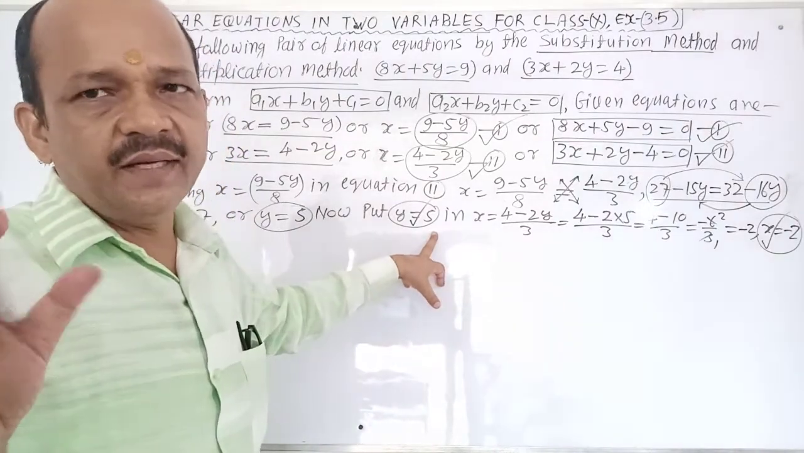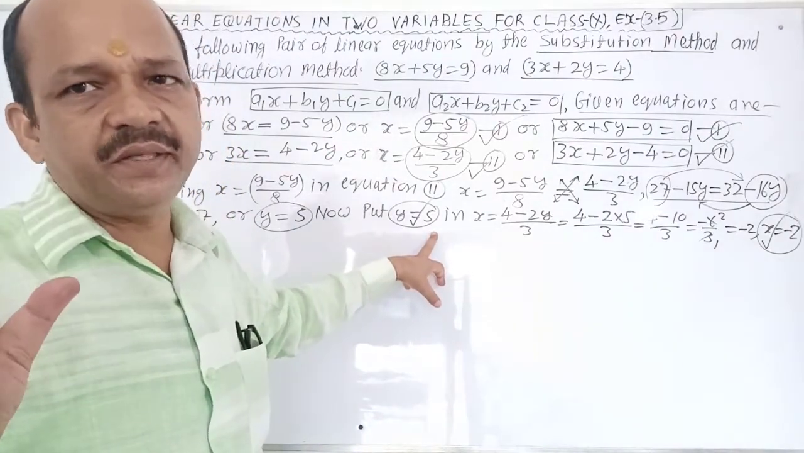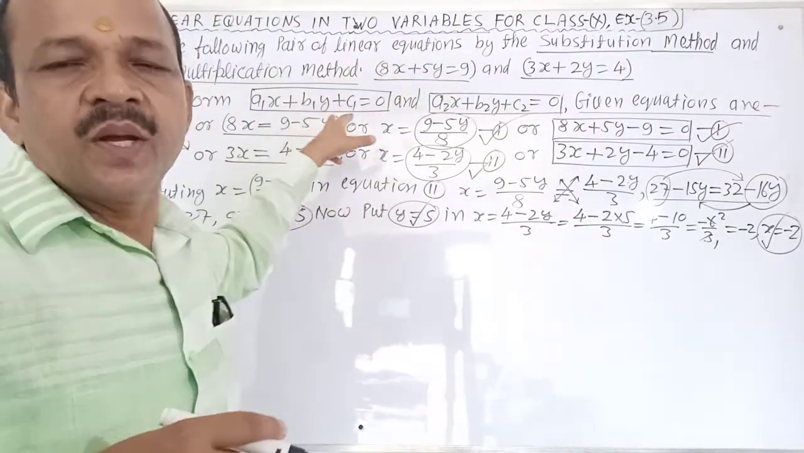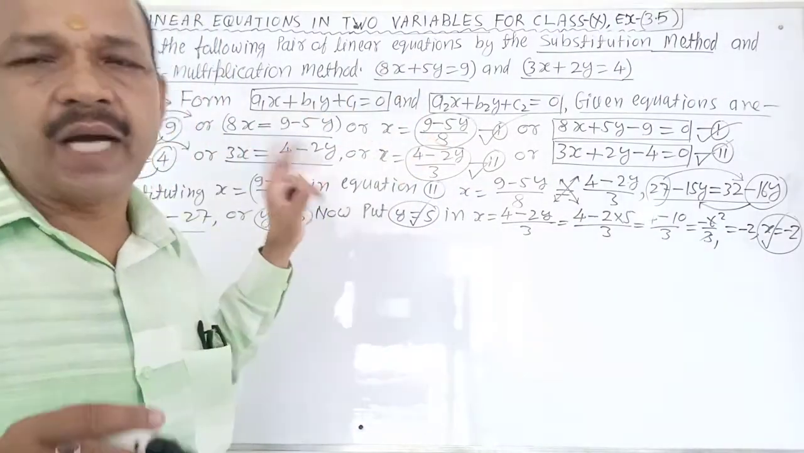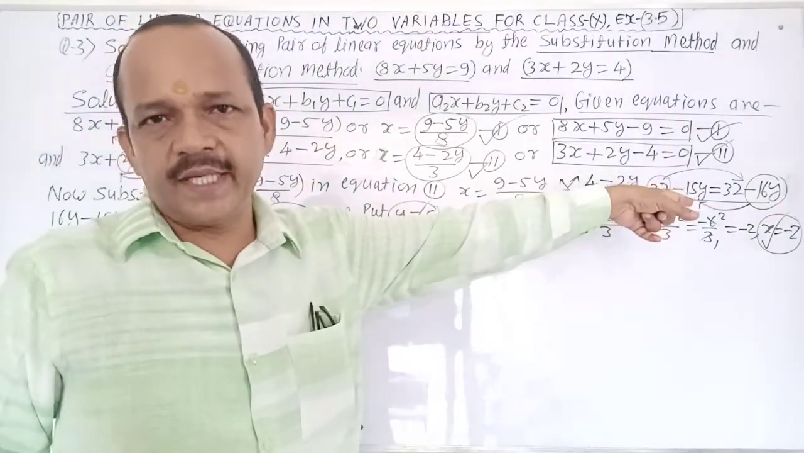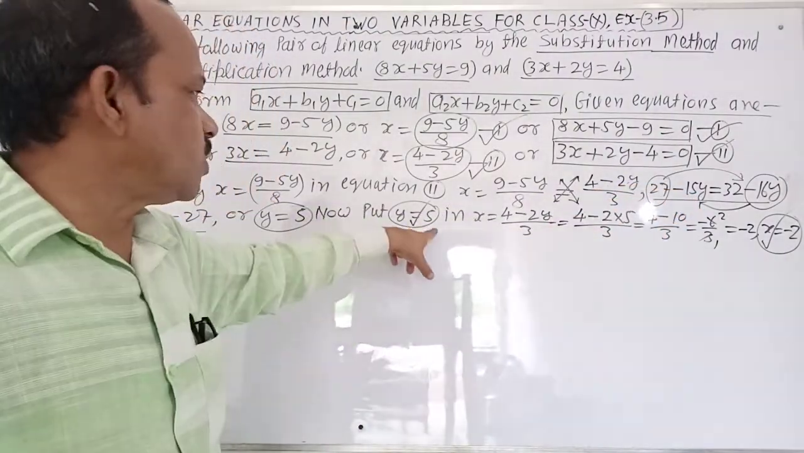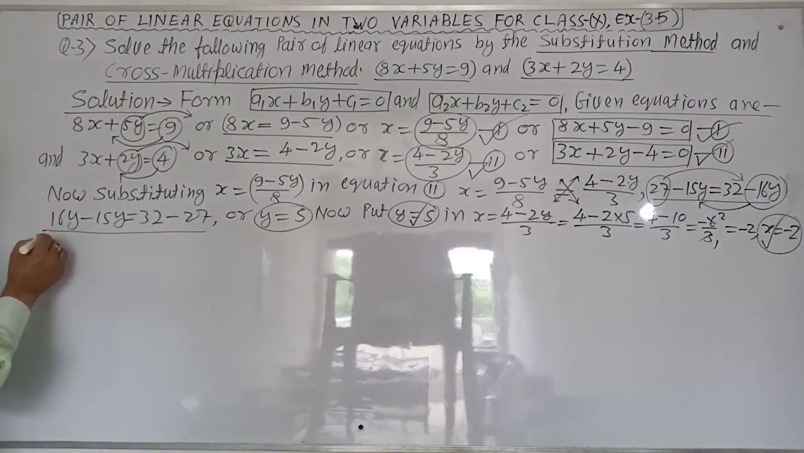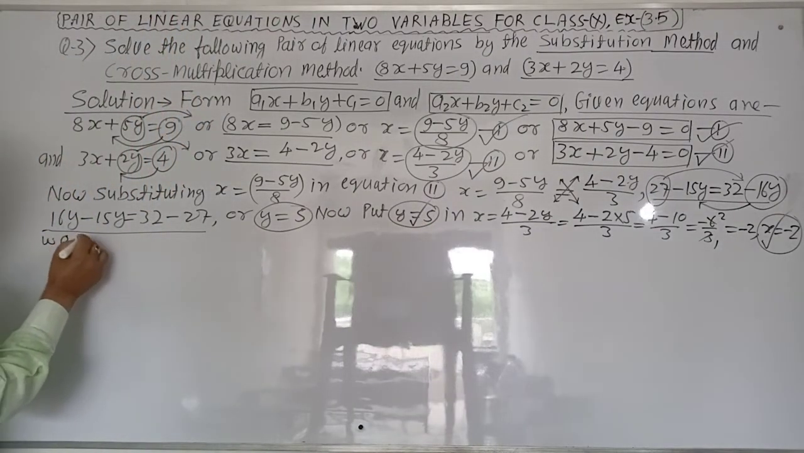Is it clear? No confusion about it? Very good. You solve your question by the substitution method and you find the value of x equal to minus 2 and y equal to 5.